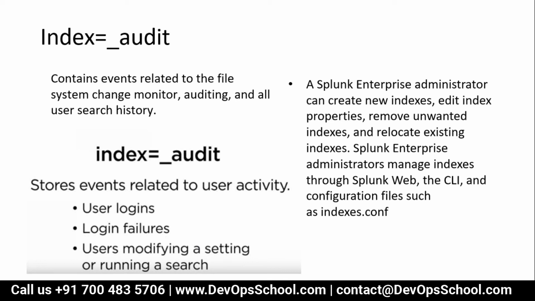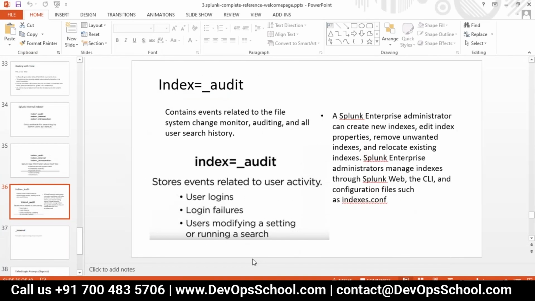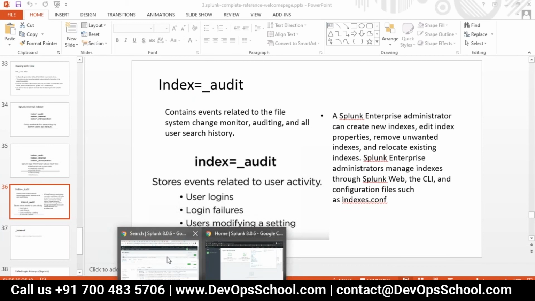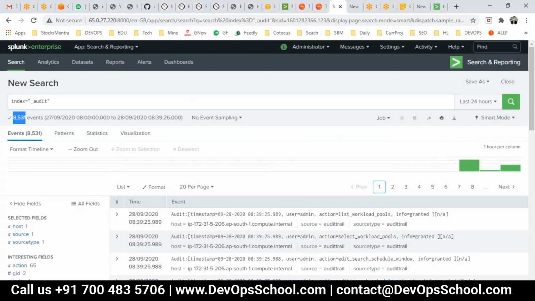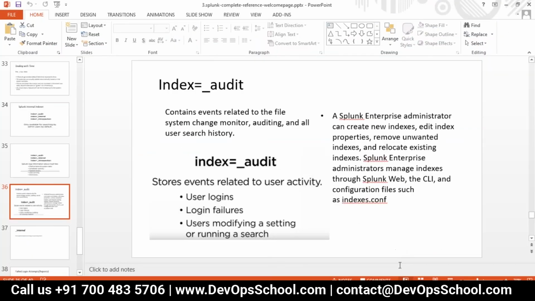All these features a Splunk Enterprise administrator can do. A Splunk Enterprise administrator manages indexes through Splunk Web, the one which I used, or you can use the CLI, or a configuration file such as indexes.conf. I'll talk about indexes.conf later, but the web UI is what we are experiencing now, and using that you can access it. Okay, so let's move on.